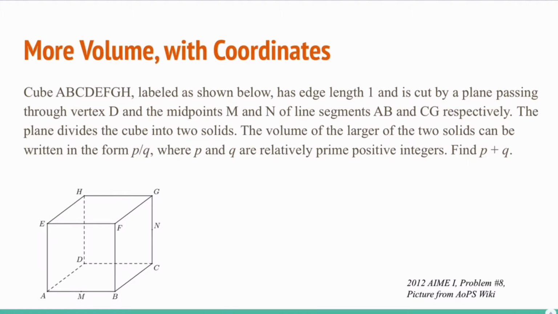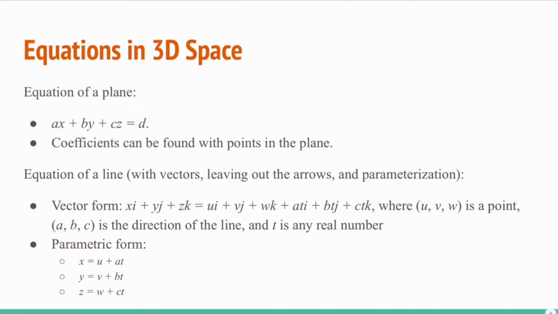Find P plus Q. So to do this, we'll use coordinates, but we don't really know how to use 3D coordinates too much. So we need to learn how to use 3D coordinates to represent a plane and a line. The equation of a plane in 3D space is ax plus by plus cz equals d, and the coefficients a, b, c, and d can be found with 3 points on the plane.